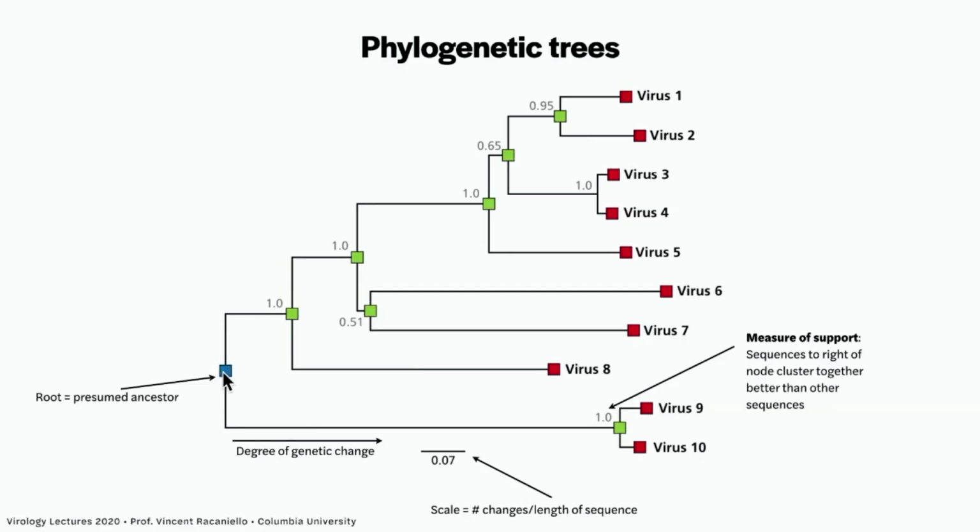At the very end, at the left, there is the root of the tree, and that's the presumed ancestor of all the viruses, and you never have this virus. For SARS-CoV-2, the root is decades old. We don't have it. But we can infer the root by looking at the degree of genetic change. And sometimes you have these intermediate viruses that you can put in the tree as well.